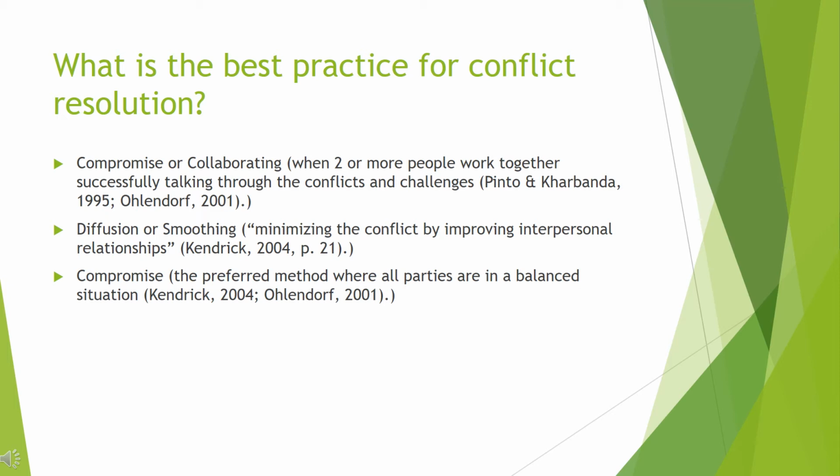Diffusion or smoothing is when you're minimizing the conflict by improving interpersonal relationships. It's very similar to compromising and collaborating, but it also goes through and smooths the way for future projects. If you think about it, you're more likely to work smoothly with someone that you've already had a simple, easy relationship with in the past, and who you're still friendly with. Compromise is the preferred method when all parties are in a balanced situation.